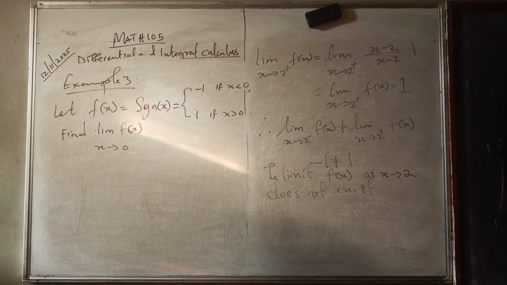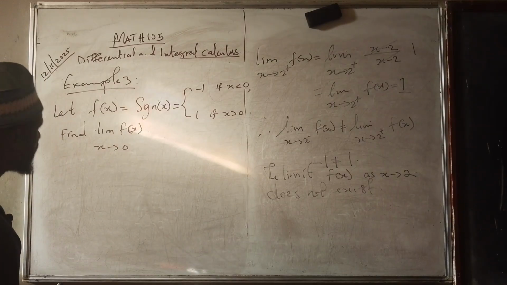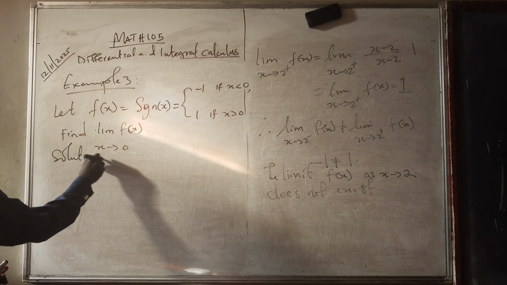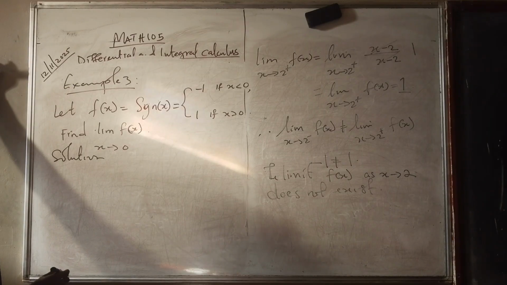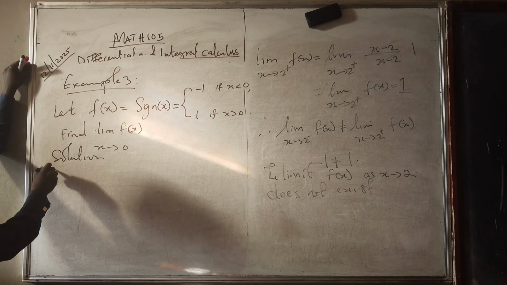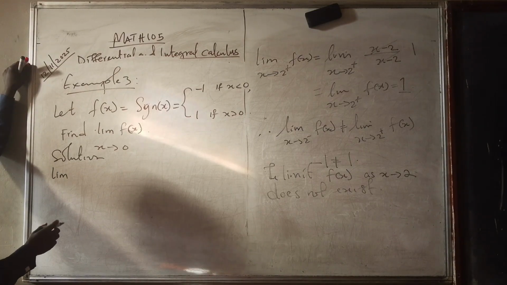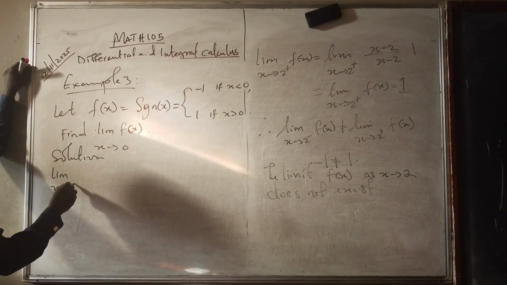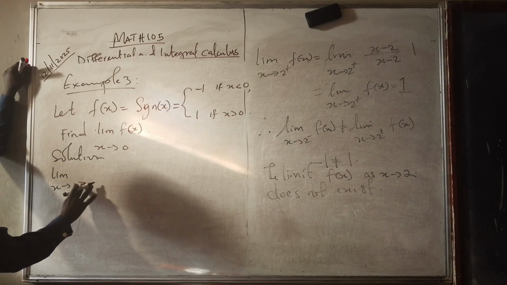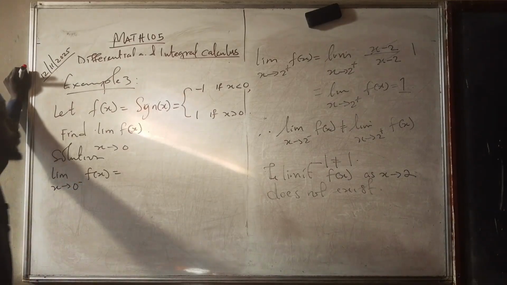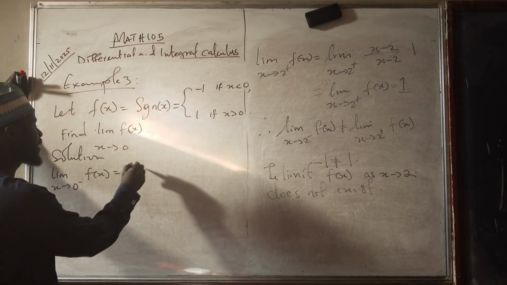We know that the solution will entail the left and the right. Now, solution. To find the limit of f of x as x tends to 0, we find the left-hand limit. The left-hand limit says the limit as x tends to 0 from the left of f of x is equal to directly minus 1.